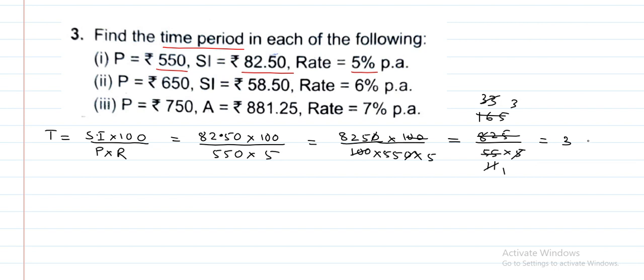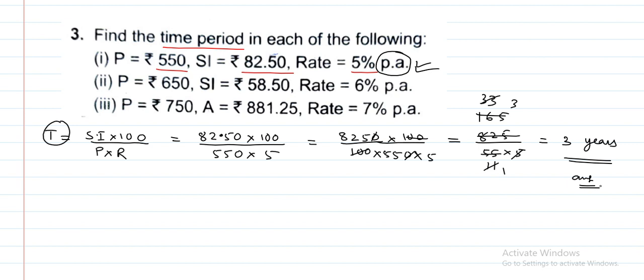So the answer is 3 years, because here it is time period. So remember, time period means the unit will be in years. How do we know that it will be years? Because here it is written per annum. Rate is given in per annum. So whenever the rate is in per annum, then the time will be in years. Remember that. Okay, this is our answer.